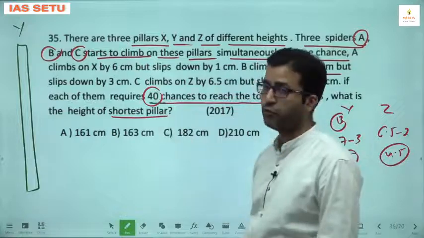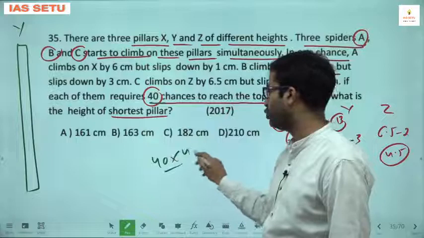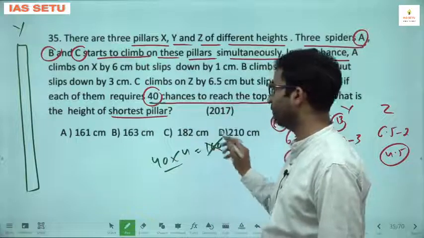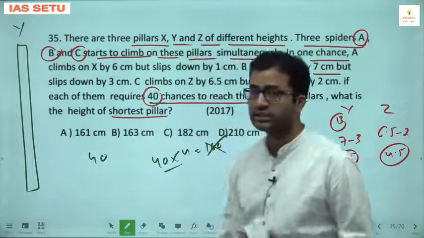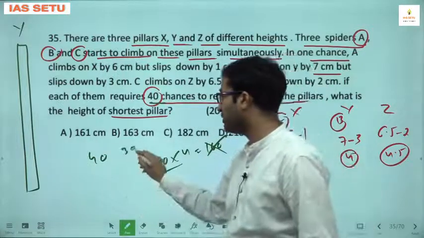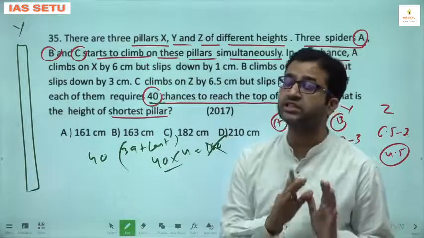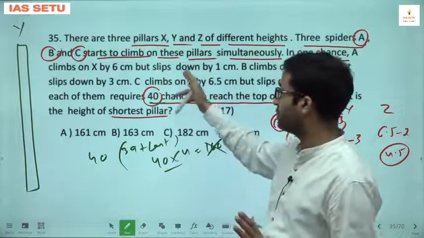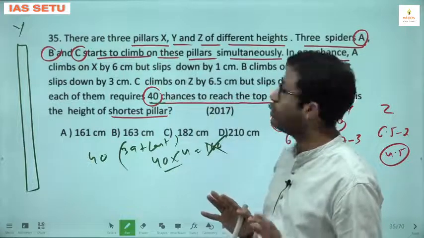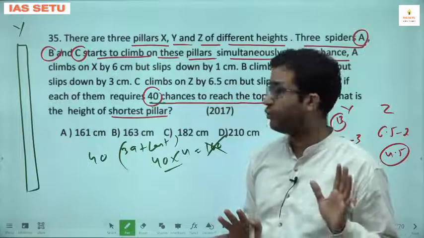Total number of chances 40. In this question, some students do 40 into 4, they get answer 160, but it will be wrong. So what you have to do, you have to divide these 40 chances into 2 parts, 39 chances plus the last chance, because the last chance is a special one in the journey of this spider. It is a wonderful moment of its life.